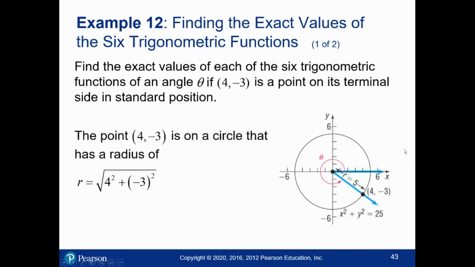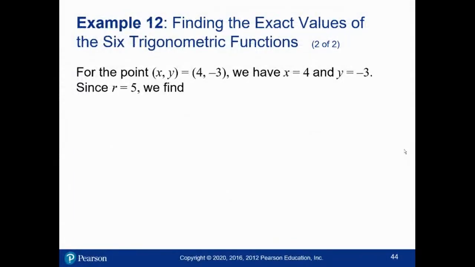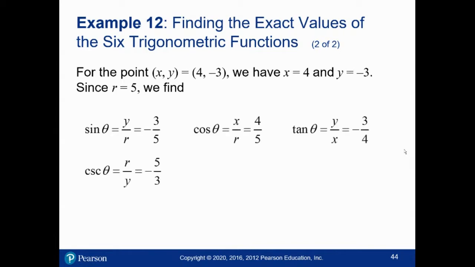Since (4, -3) is on the circle, we find the radius by using the distance formula, which gives us a radius of exactly 5. Convenient. Now I can use the previous slide's formulas. Now that I know the radius is 5 and the x and y coordinates are 4 and -3 respectively, the sine of theta is y over r, -3/5. The cosine of theta is x over r, 4/5, etc. Once you know the x and the y and the r, all of this falls into place. The real work of this problem was just finding r. Since we knew a point on the circle, that's just the distance formula.